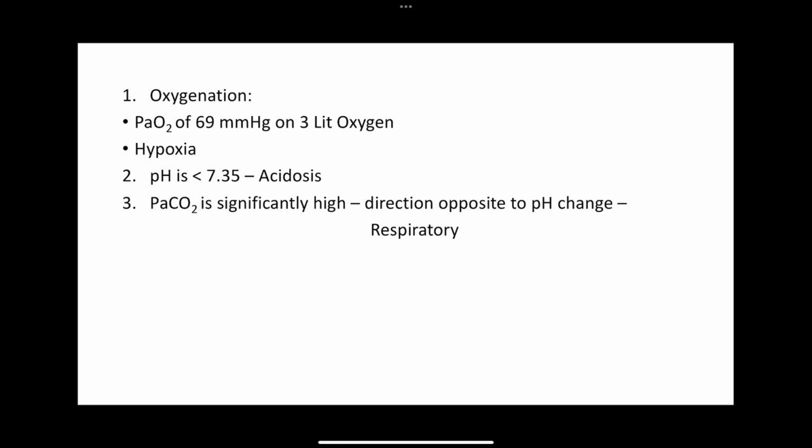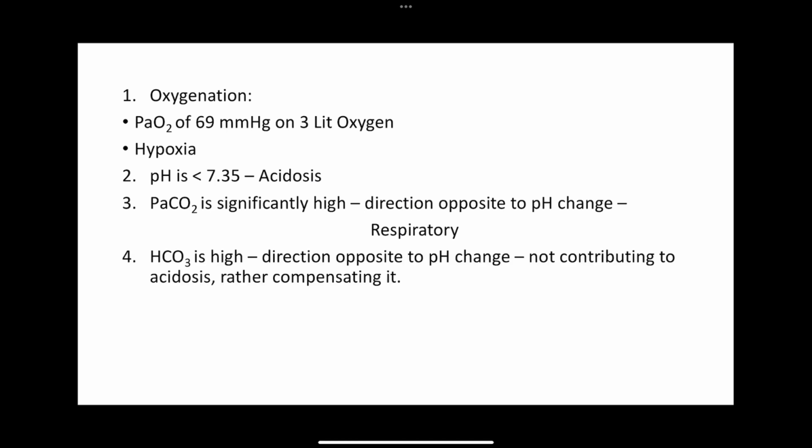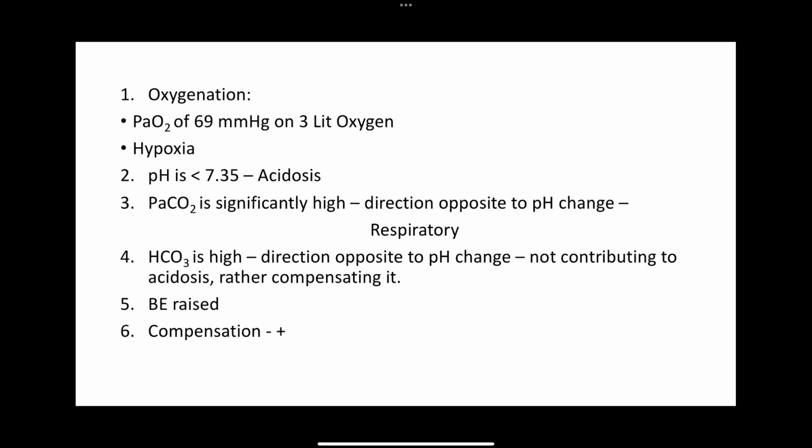PaCO2 is significantly high in the direction opposite to the pH change, so it is respiratory, suggesting a type 2 respiratory failure. The next step is to look at HCO3 and see if it is contributing to the acidosis. So raised HCO3 is compensating for the low pH. The base excess is raised in keeping with the excess bicarbonate, and there is compensation.